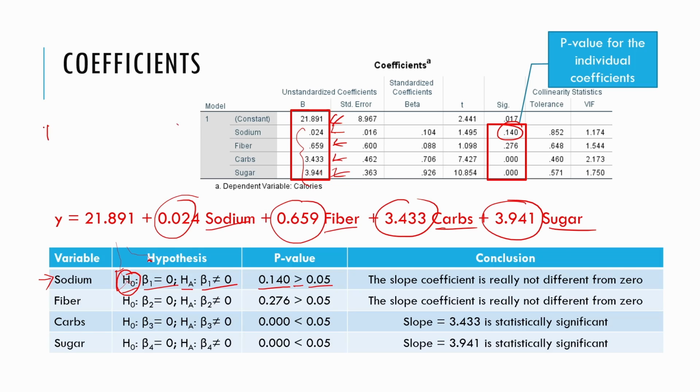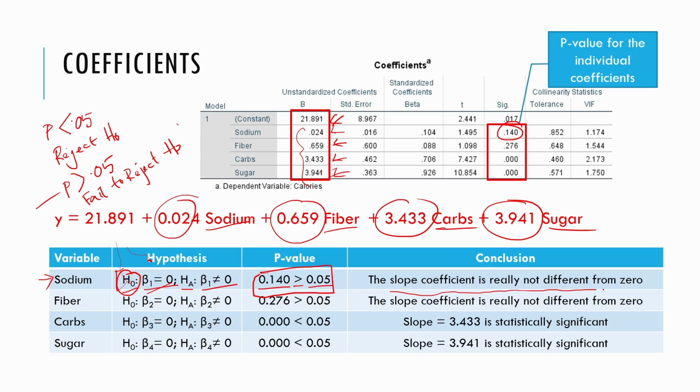So remember the rule, whenever your p-value is less than 0.05, you reject the null hypothesis. And if your p-value is greater than 0.05, you fail to reject the null hypothesis. So what happens here? Your p-value is greater than 0.05. So according to this rule, you fail to reject the null hypothesis. So what was the null hypothesis? Null hypothesis was beta 1 is equal to 0. So therefore, the slope coefficient is really not different from 0 in the population.